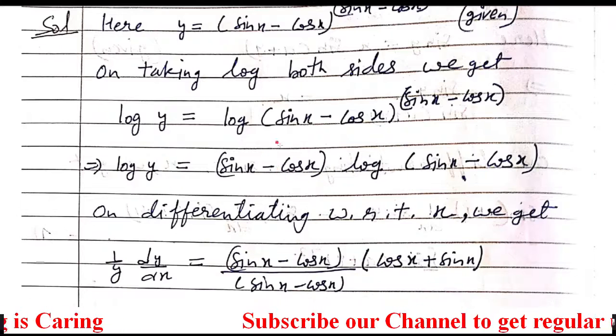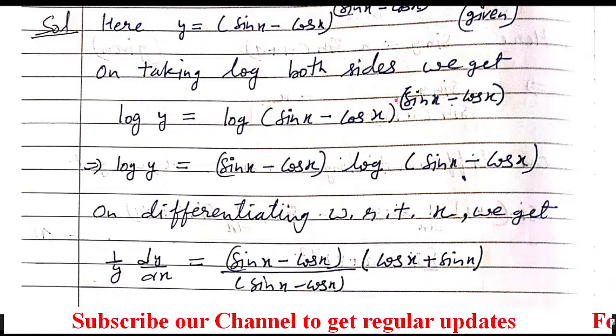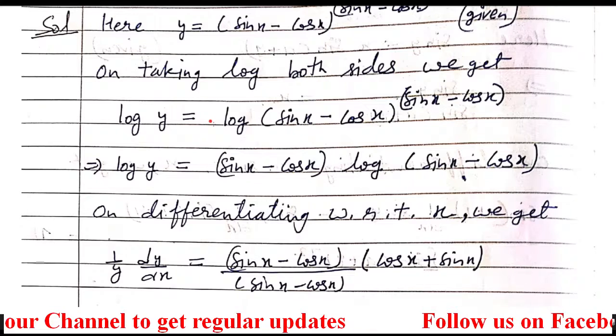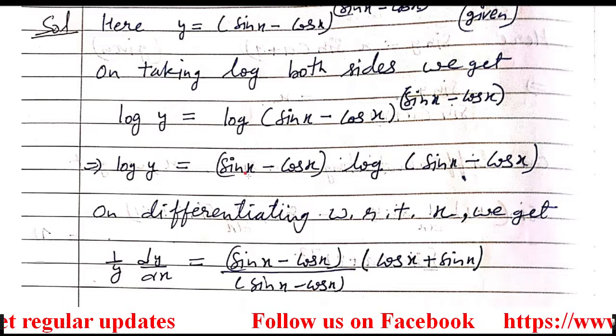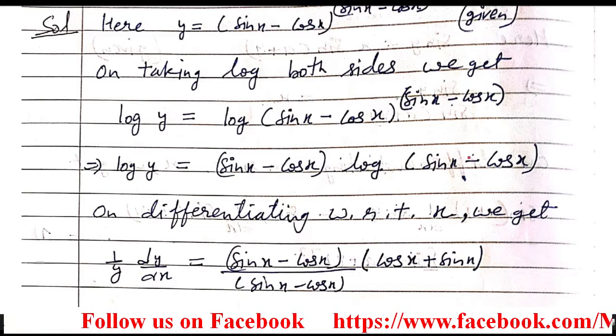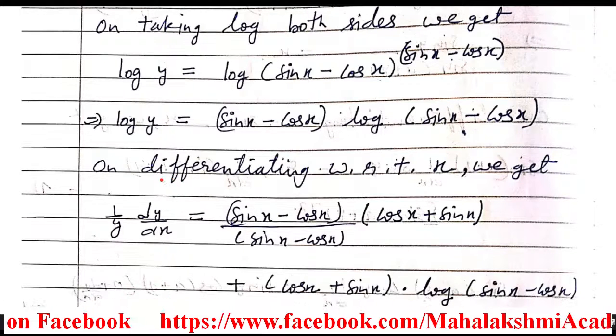Now here we have to use the formula log m to the power n, which is n log m. That's why this power will come in front, multiplied as a coefficient. So there are two functions, (sin x minus cos x) multiplied by log (sin x minus cos x). Now we will differentiate it with respect to x.